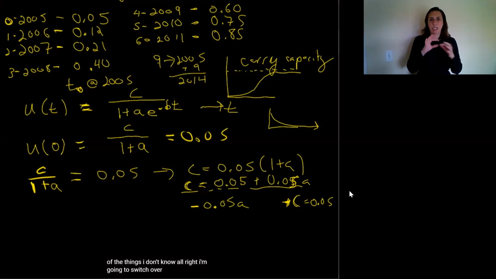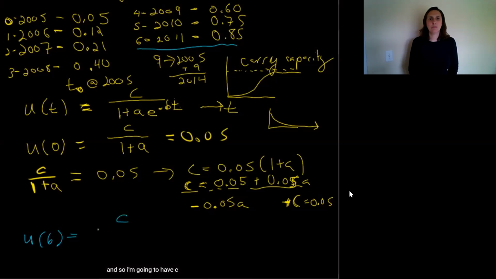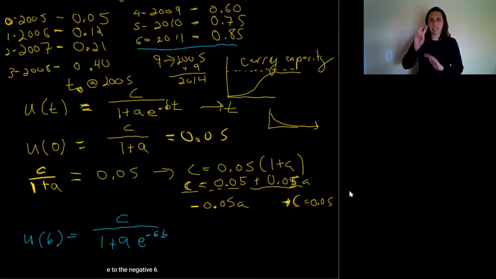All right, I'm going to switch over to blue, and I'm going to look at what happens when time equals 6. I want to go to the far end. I'm going to go to this one here. And so I'm going to have c over 1 plus a e to the negative 6b. And I know that's equal to 0.85.